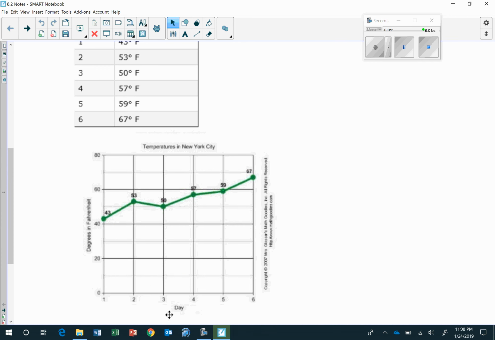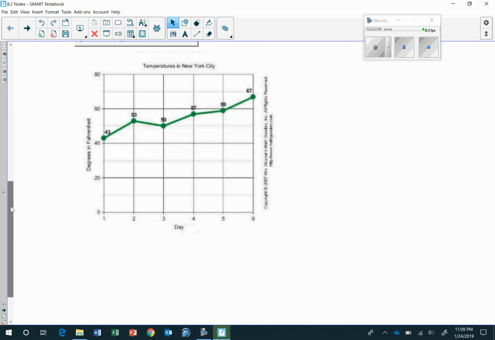On the horizontal axis, we have the days, 1 through 6. And then on the vertical axis, we have the degrees in Fahrenheit in 20-degree increments. If you look, our highest degree is 67, so they had to make sure that it went high enough to cover that. And then as you look, these dots on the line graph are just showing how the temperature changes over time.